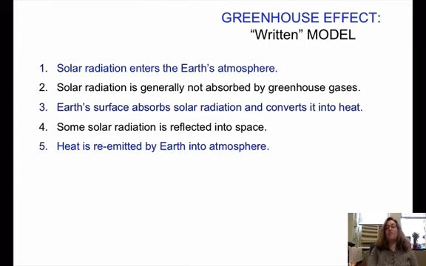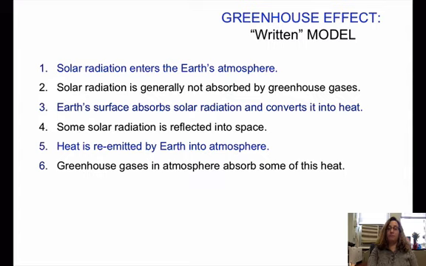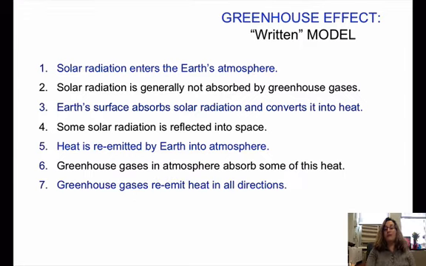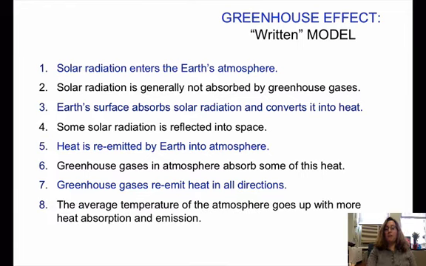The heat that is generated when the Earth's surface absorbs solar radiation will be re-emitted by Earth into the atmosphere. Any greenhouse gases in the atmosphere that encounter this heat will absorb some of it, and then the greenhouse gases re-emit this heat in all directions. The average temperature of the atmosphere will therefore go up. The more heat is absorbed, the more energy is emitted by those greenhouse gases.